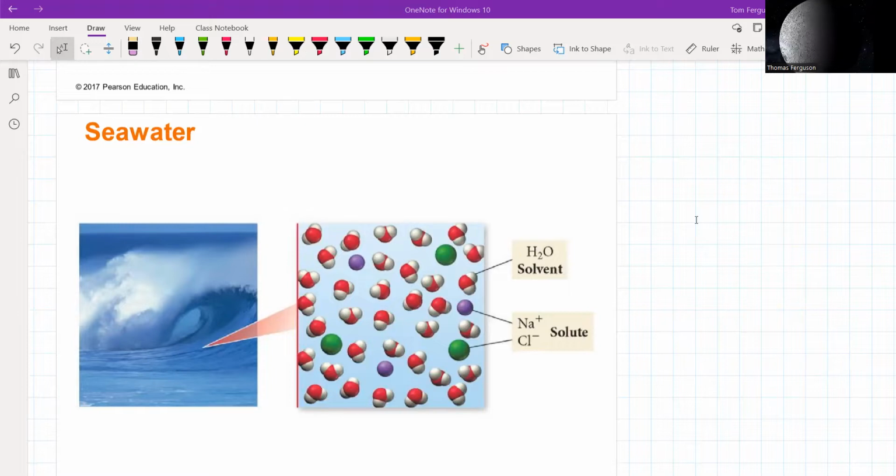defined, like vodka and water. The air we're breathing, nitrogen, carbon dioxide, carbon monoxide, nitrogen, it's a solution. Metals can be a solution. Most people don't think of metals being a solution.